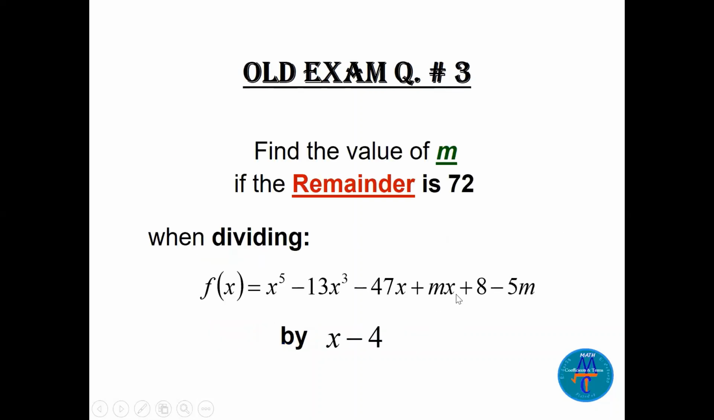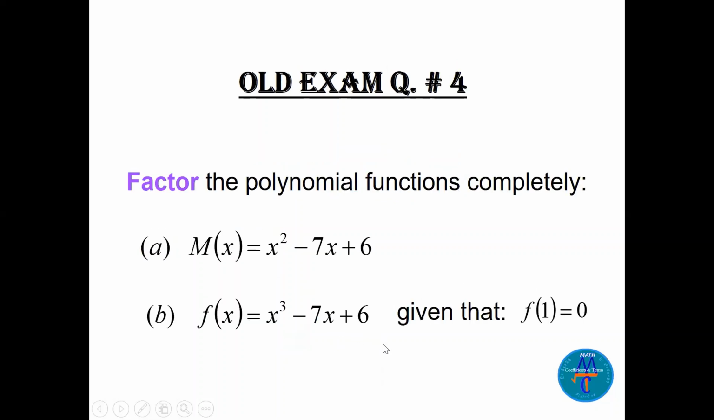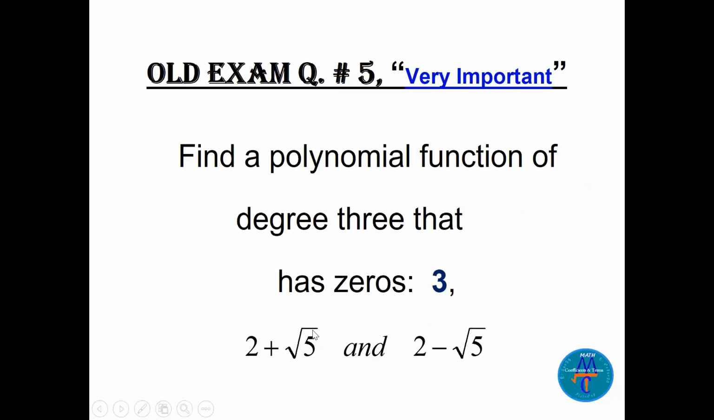Here, find the value of this m if the remainder is 72 when you divide this polynomial function by x minus 4. We need the value of m. Here just factoring, factor a, factor b, and try to do it. See, this is very similar except we have squared and cube. Please try to be careful.